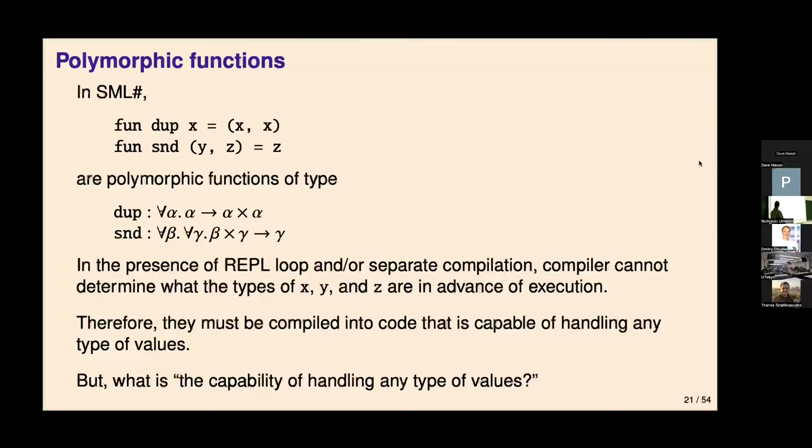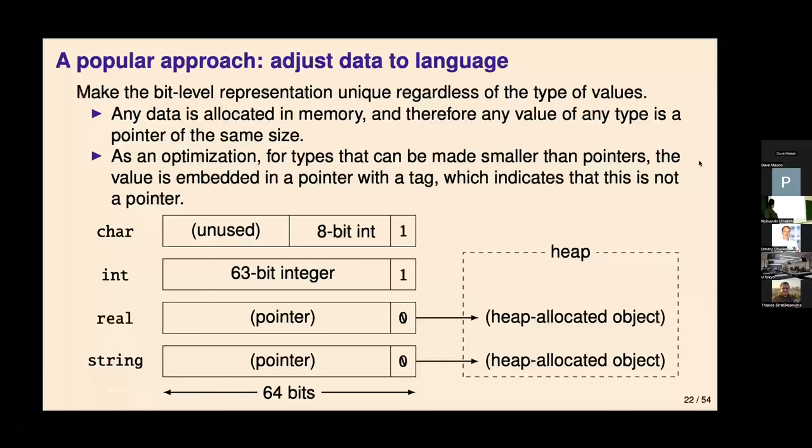Our language has separate compilation, so we don't use whole program analysis. So we cannot determine what types x, y, and z are in other situations. Therefore, they must be compiled into code that is capable of handling any type of values. So this function should be compiled into native code which has the capability of handling any type of values. But what is the capability of handling any type of values?